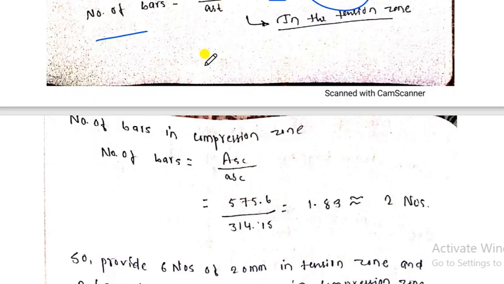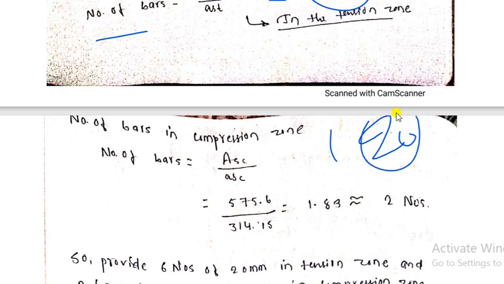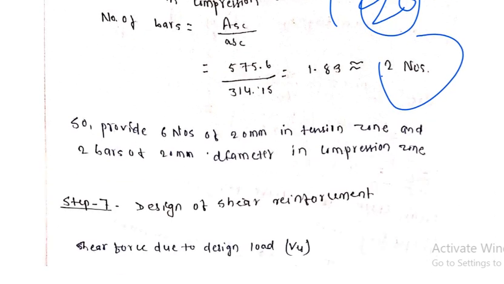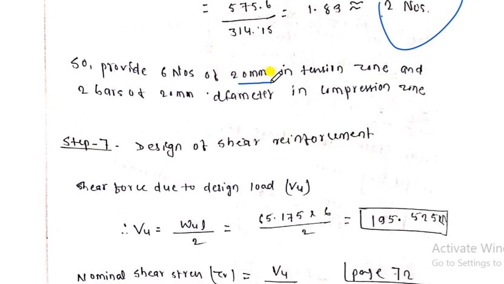Now in the compression zone, the number of bars is ASC by small ast. ASC we already know is 575.6, and the small ast will be the same because I have assumed the same bar diameter of 20 mm. It depends on the designer; you could also use different diameter bars in the compression zone. It totally depends on the structure. Here it comes to 1.83, so rounding up we take 2 bars. Eventually we provide 6 bars of 20 mm diameter in the tension zone and 2 bars of 20 mm diameter in the compression zone. I hope you have cleared all your doubts.